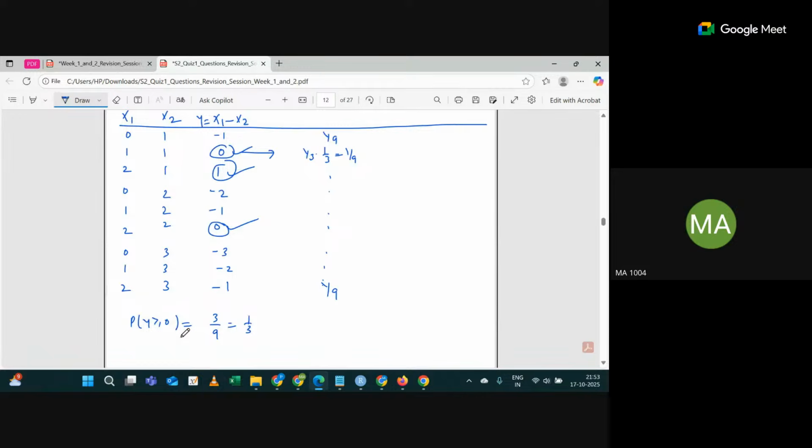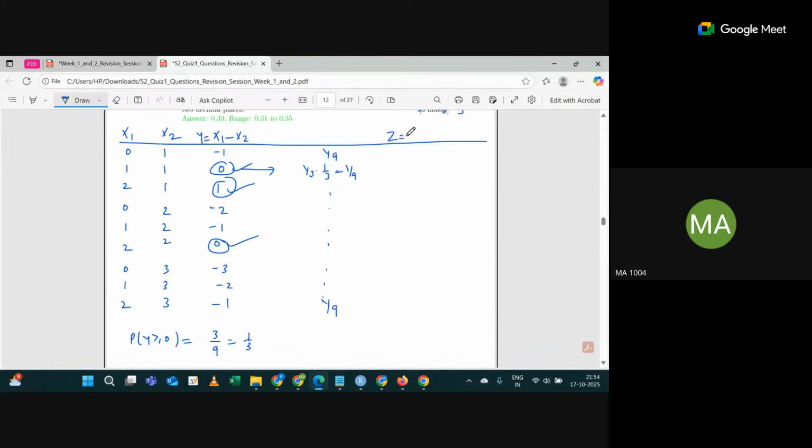You can think from here. Let's say Z is the maximum of X1 comma X2. What is the maximum of 0 comma 1? It's 1. Then 1, 1, 1, 2, 2, 2, 2, 2, 3, 3, 2, 3, 3, 3. Correct? And the maximum is less than or equal to 1 only in these first two cases, right? So that is 2 by 9. Understood?